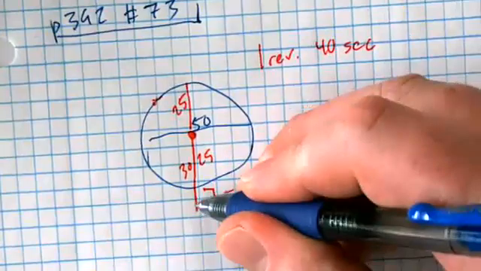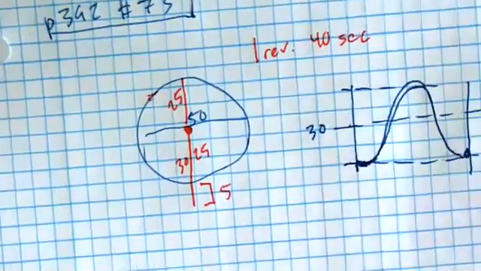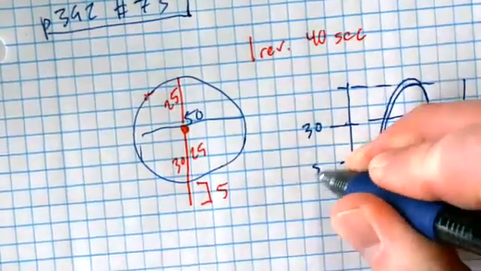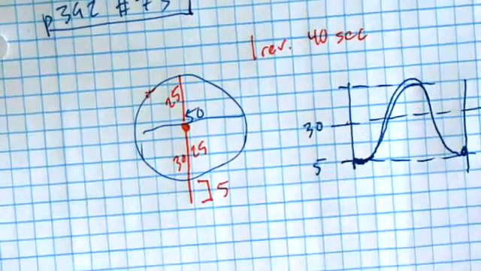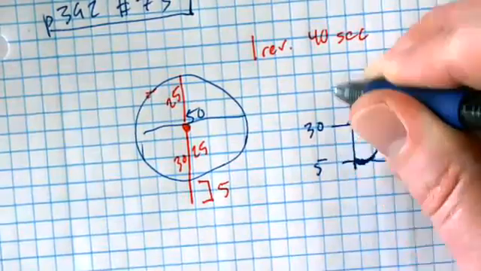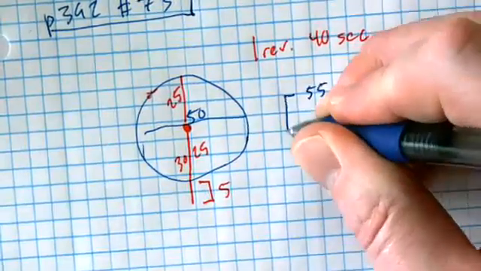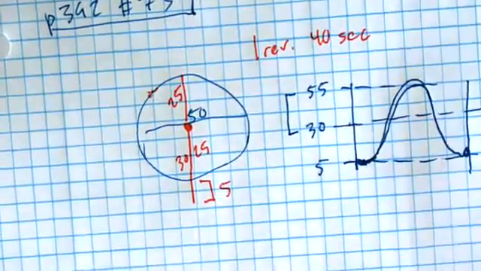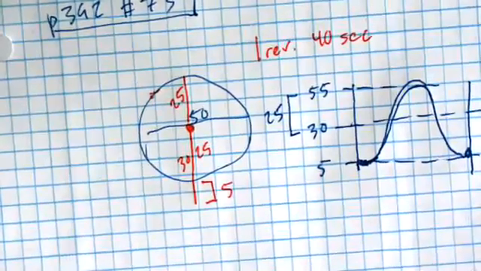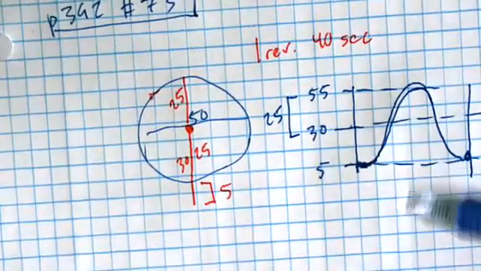We do know where the center is going to be. We said it was going to be 30 feet off the ground. So this is going to be at 30. And we said that the low point was at 5. And the high point would be at 5 plus 50 in diameter. So this would be at 55, which means our amplitude is 25. All right, so we're looking at a cosine. We've got our amplitude. We've got our vertical shift. Vertical shift's going to be 30.